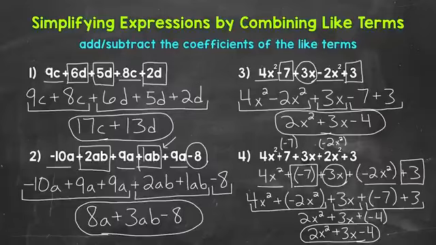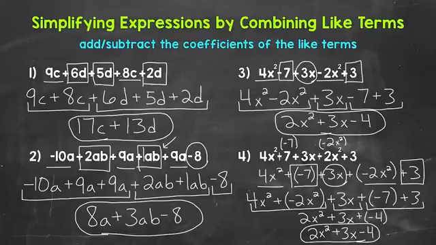So for example, in number 1, we have the variables of C and D. Both are to the understood power of 1, so we go in ABC order. For number 2, we have A and AB. Everything here is to the understood power of 1, so we go in ABC order. A comes first, then AB, and then the constant term comes last.